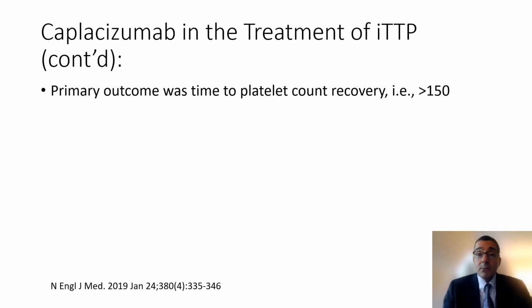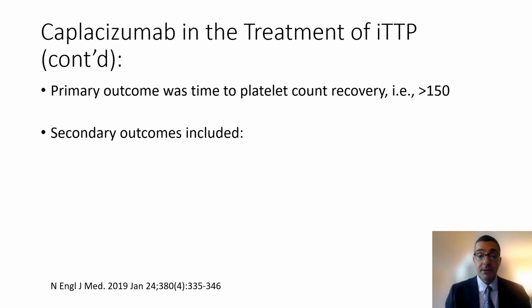So what did the Hercules trial look at? First things first, how quickly can I get to a platelet count of 150? That is our surrogate marker for saying, yes, the TTP process has quieted down. That's how we know there's no more flames, there's no more smoke. Sustained platelet count of 150 for 2 days is what we use as saying, okay, we have treated the TTP.